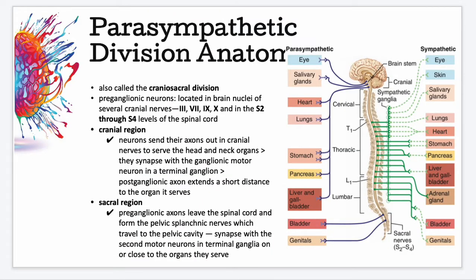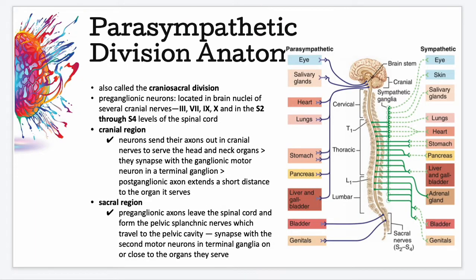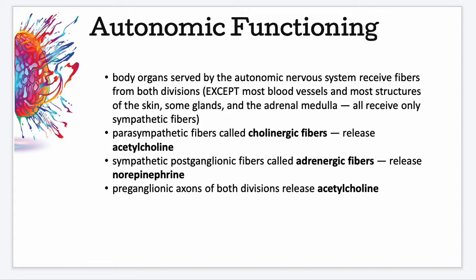So parasympathetic is also called the craniosacral division. Neurons send their axons out in cranial nerves to serve the head and neck organs. Then yung sacral naman dito, leave this and form your pelvic splanchnic nerves which travel to the pelvic cavity. Your sympathetic, that's your thoracolumbar. Just remember your parasympathetic, it's craniosacral. Your sympathetic naman is thoracolumbar.